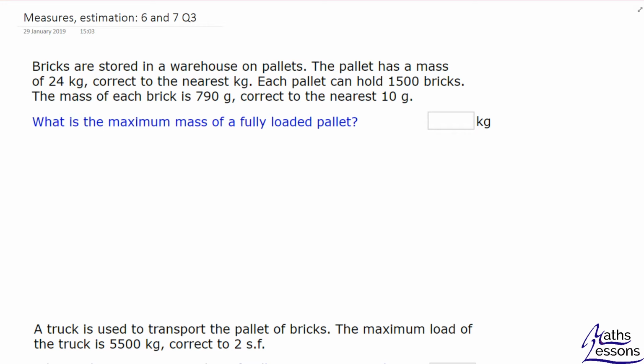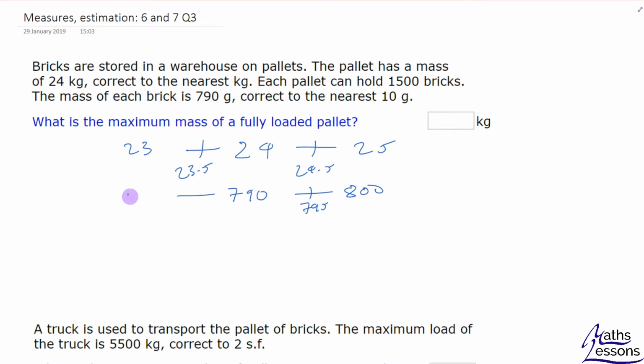Okay, so let's go through the same process again. Start off with the 24 kilograms, the nearest kg, and that's going to be 25 is the next one up, so 24.5 is the boundary there, 23 the next one down, so 23.5 the boundary value there. For the mass of each brick, 790 to the nearest 10 grams, so the next one up is 800, so that's 795. Next one down is going to be 780, so the boundary value is there, 785.